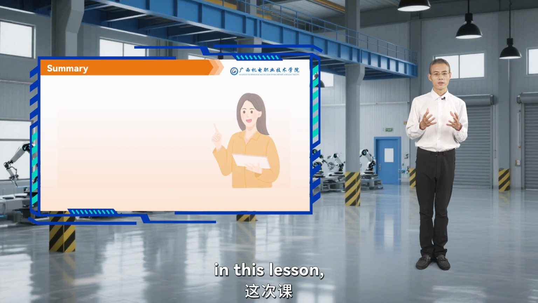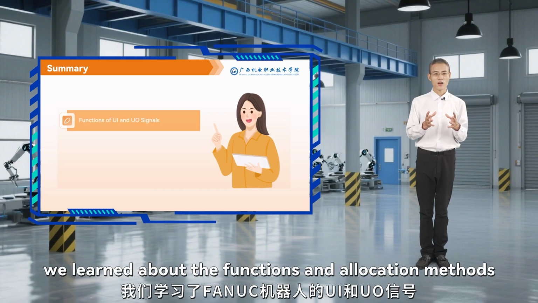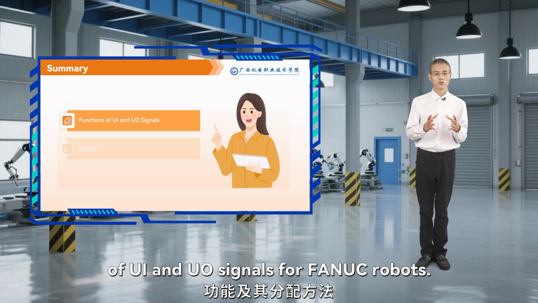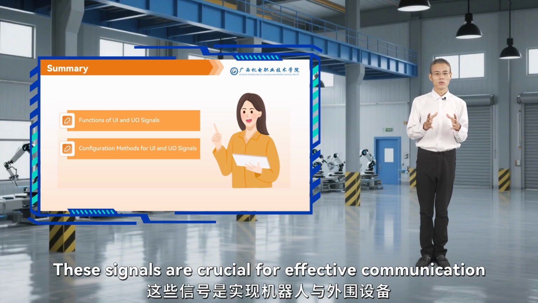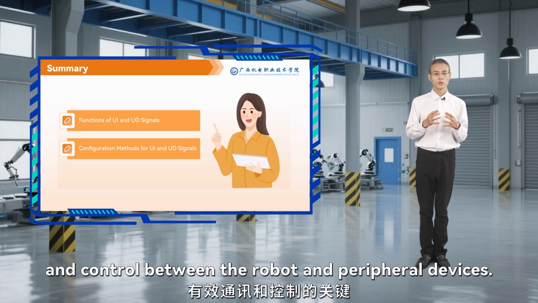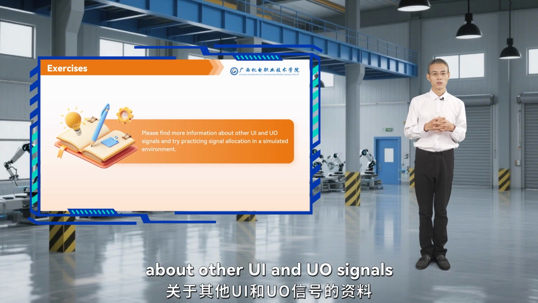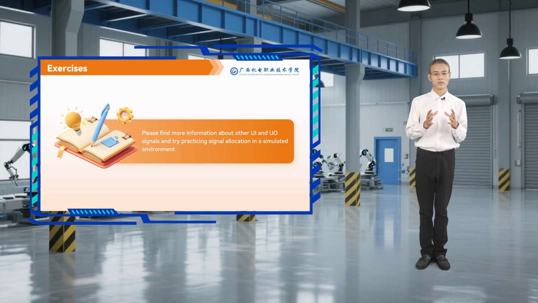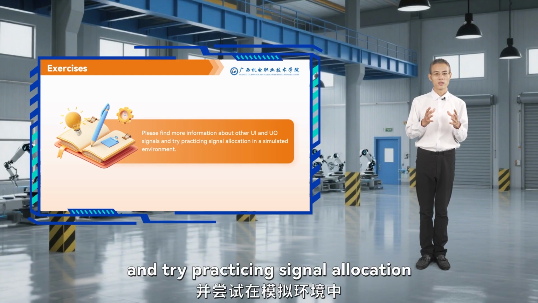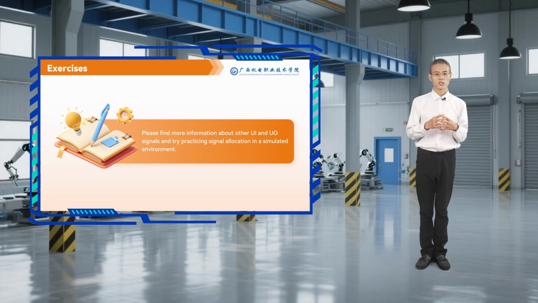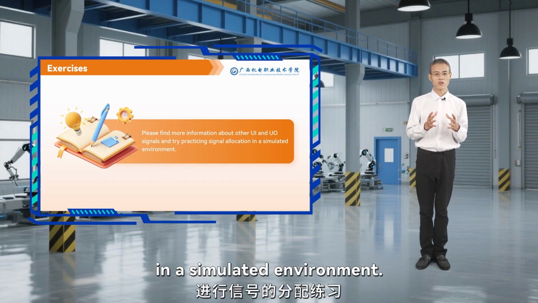Okay, everybody. In this lesson, we learned about the functions and the allocation method of UI and UO signals for FANUC robots. These signals are crucial for effective communication and control between the robot and the peripheral devices. After this class, please find more information about other UI and UO signals and try practicing signal allocation in a simulated environment.